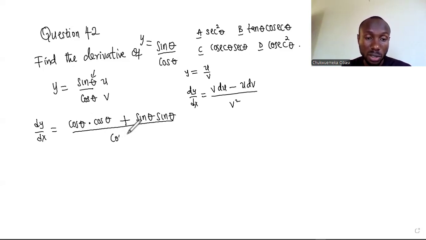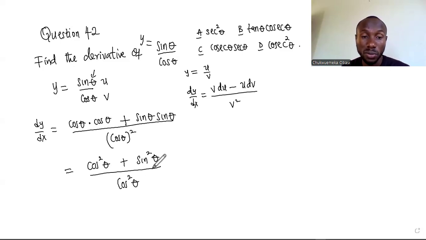Cos theta times cos theta is cos squared theta, and sine theta times sine theta is sine squared theta, right? All over cos theta all squared, which is the same as cos squared theta. I think I said this in the previous video. And this is another very popular trigonometric identity you should know: cos squared theta plus sine squared theta is just equal to 1. So we have 1 over cos squared theta.